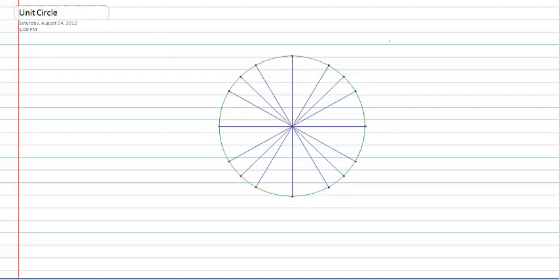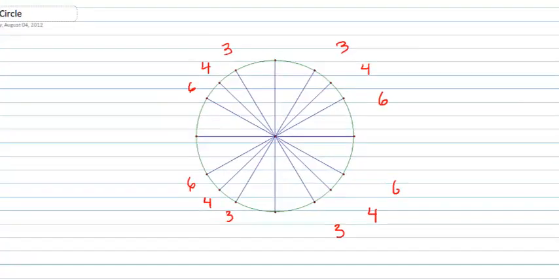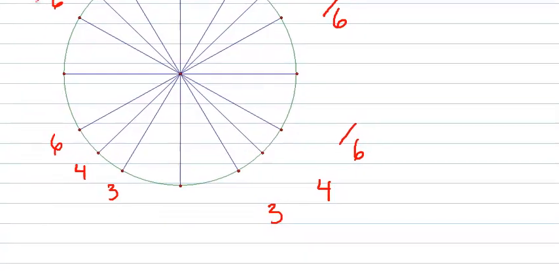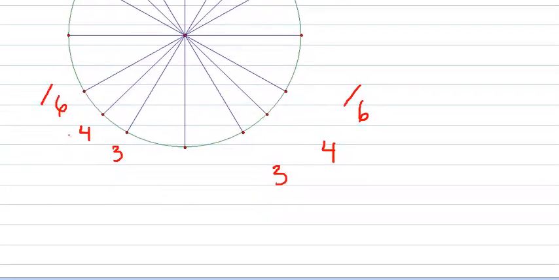So to start, we're going to have to memorize 6, 4, 3, 3, 4, 6, 6, 4, 3, and 3, 4, 6. Okay? Now these are the denominators of the radians. So that's just really easy. Just go around the circle and draw that.